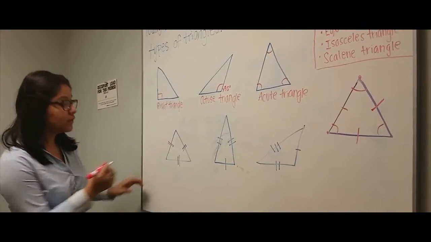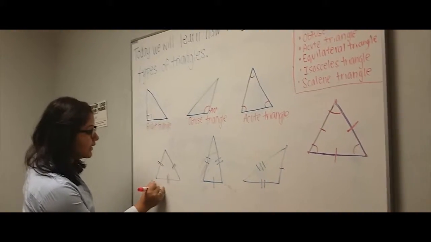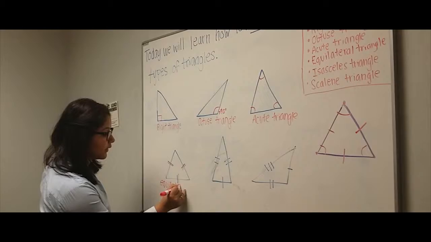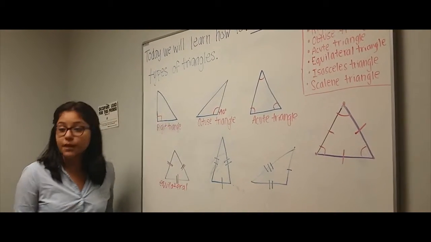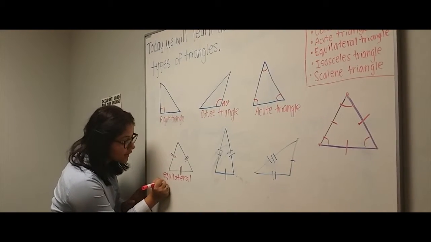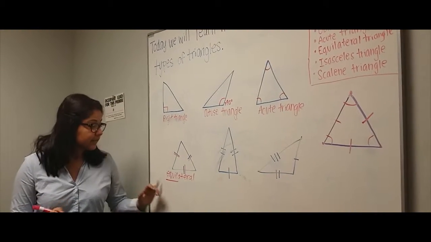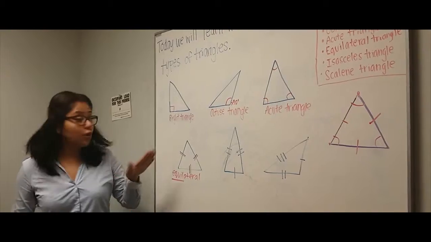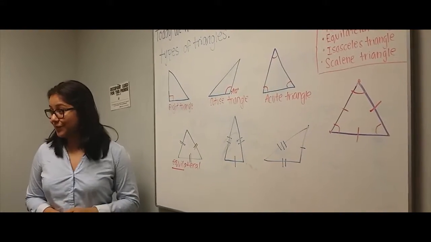And this type of triangle is called an equilateral triangle. And something I like to use to remember that this is an equilateral triangle is by taking the prefix, and you notice that it's equal. So all 3 sides are equal.